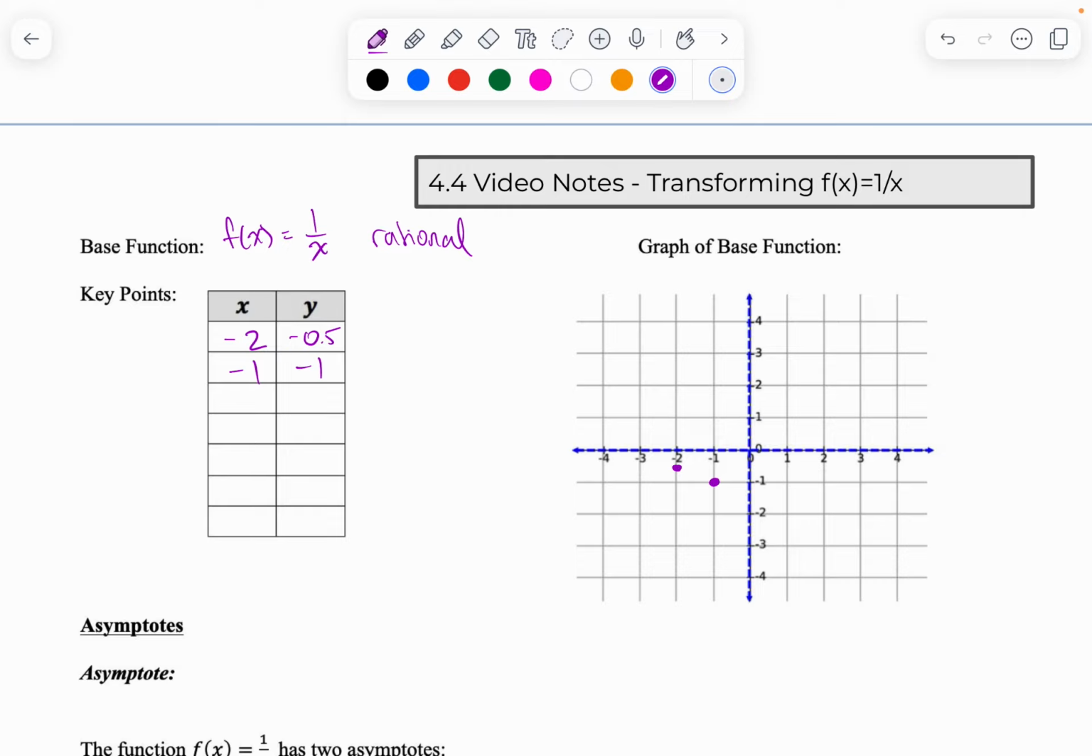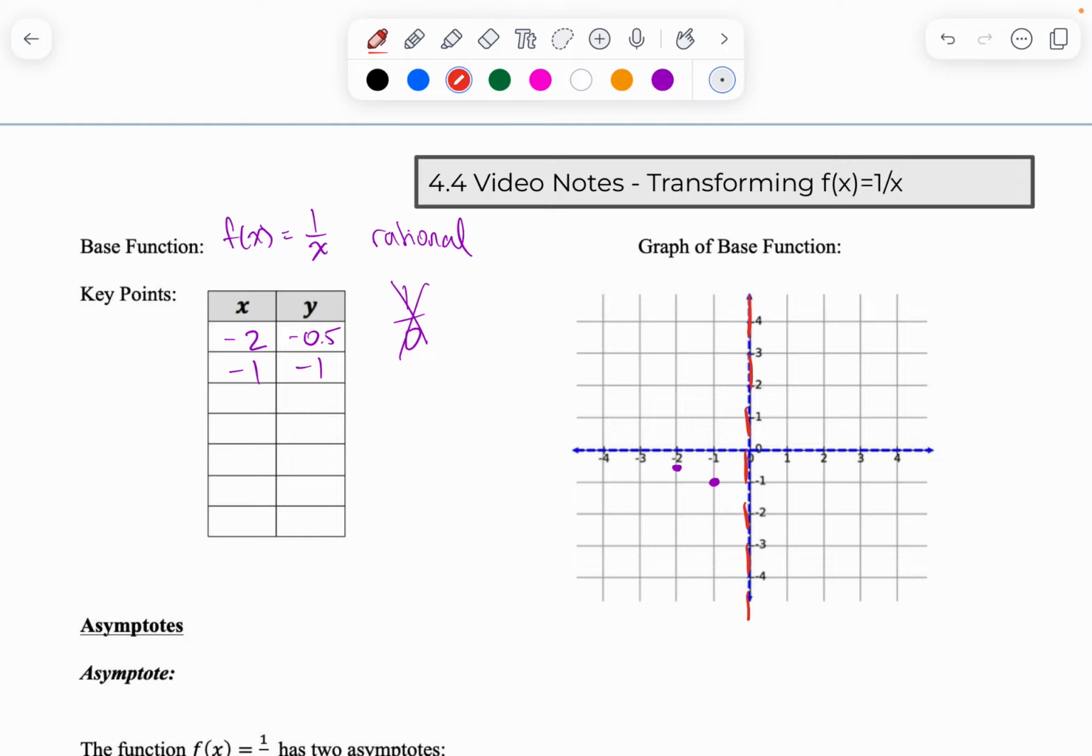Okay, now I go to plug in 0. Well, 1 divided by 0, if you put that into the calculator, it says error. And so that we're not allowed to do. We're never allowed to divide by 0. So what happens at 0 is we have something called a vertical asymptote. Okay, so that means that our function's never going to touch that line.